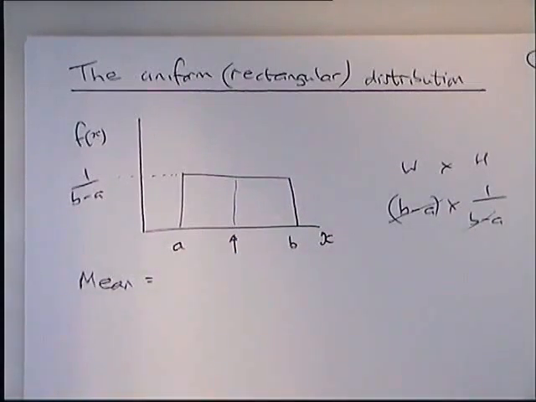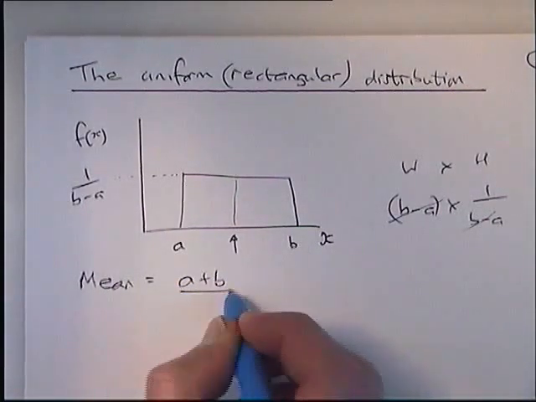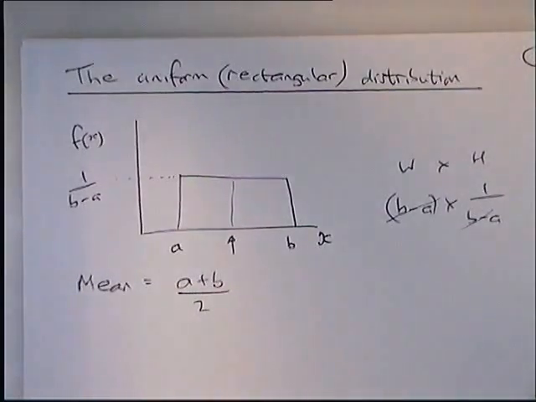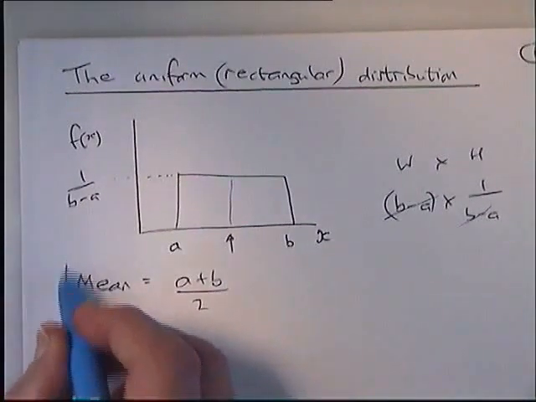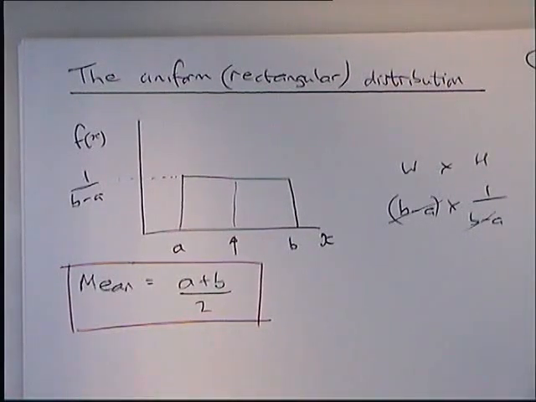Okay? And the middle of those is like the average of those two things. So it is A plus B divided by 2. So I'm going to call that one of the red box rules. That is the mean. Only applies though to the uniform distribution, the rectangular distribution.